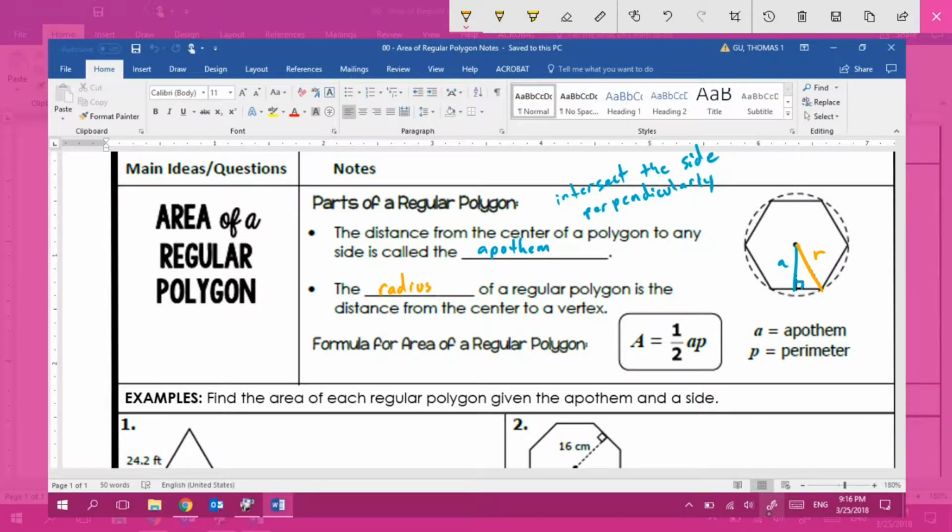Okay? And then lastly, we've got the formula for the area of a regular polygon. It's going to be area, which is big A, equals 1/2 of the apothem times the perimeter. Remember, the perimeter is the distance around the polygon. Okay, so you take one side length and you multiply it by how many sides there are. So let's take a look at an example of how we use this formula.